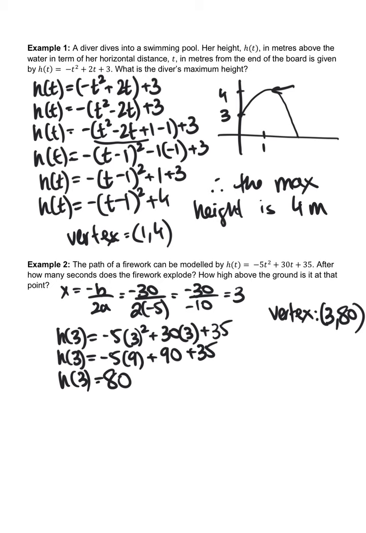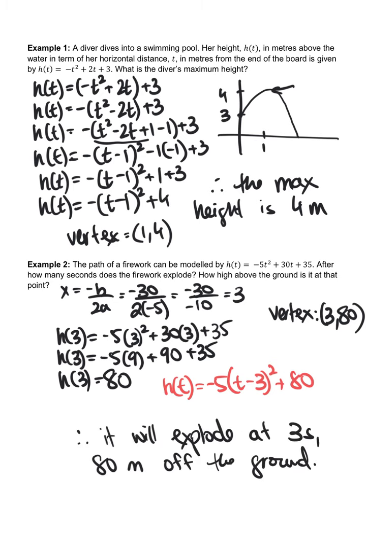Okay, this answers the question right away, but I do want to put it back into vertex form just so we're familiar with how to do that. So our a value is still going to be -5, and we know the sign flips, so it's going to be (t minus 3) squared plus 80. Now we can answer the question: how high above the ground is it at that point? We know that it's going to explode at 3 seconds.